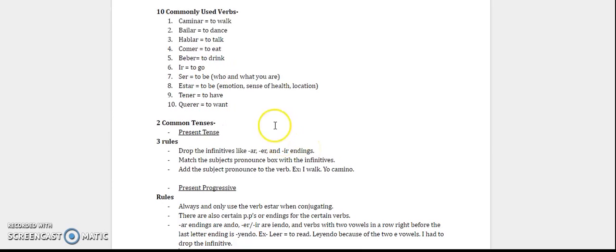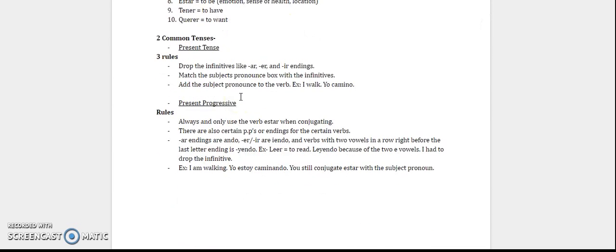So the most commonly used verbs are right here. Caminar is probably the most common to me, so this is what I'm going to be using to show my examples. So to start with, the two common tenses are the present tense and the present progressive.